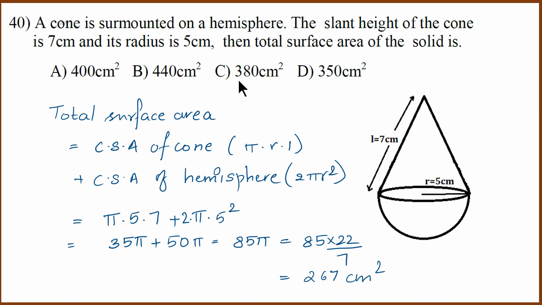There is no option which is 260, and all of them are 380, 350 and more. So in this case, there is no correct answer. Sometimes this happens. In exam, if such a thing happens, you just tick one of them. Because if the question is wrong, as long as you attend it, they'll give you 1 mark.